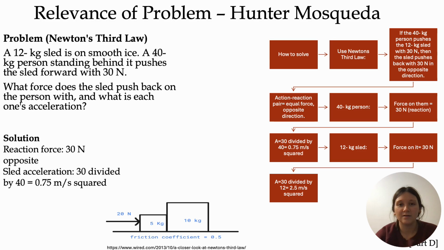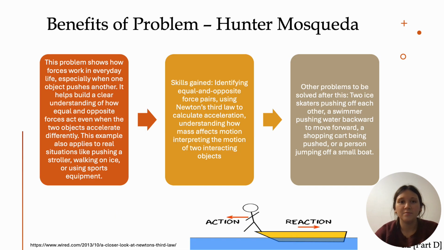The sled accelerates more because it has a smaller mass, and the person accelerates less because they are heavier. This problem is relevant because it shows how equal forces can still cause different motions depending on mass. This problem is useful because it helps show how Newton's third law actually works in everyday situations.